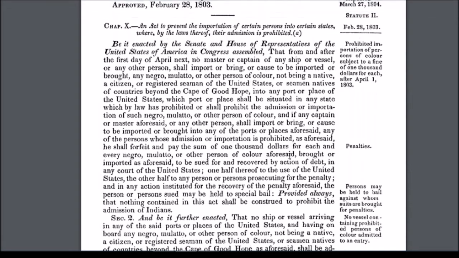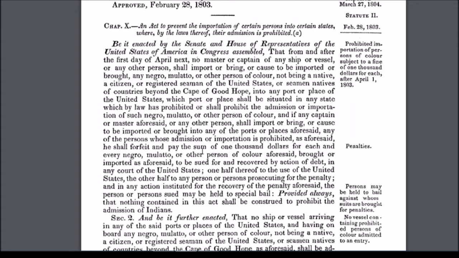So, long story short, again, if any Negro, mulatto, or other person of color was brought into any port that prohibited admission or importation of those people, except if that person of color was a native of, I guess, quote unquote, United States, if that person wasn't a citizen of the United States or registered seaman or beyond the Cape of Good Hope, if you brought any other person in the United States, I guess you could say places like West Africa. So things related to West Africa, you could not bring those people into the United States.